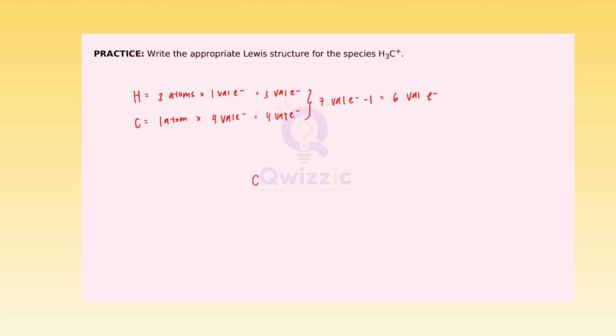Alright, so again we have our central carbon here connected to 3 hydrogens. And then we can see here we already have 3 bonds, and that's going to be a total of 6 valence electrons, and that's how many we have in our molecule. So now we have to go ahead and determine the formal charge of the atoms in the formula.